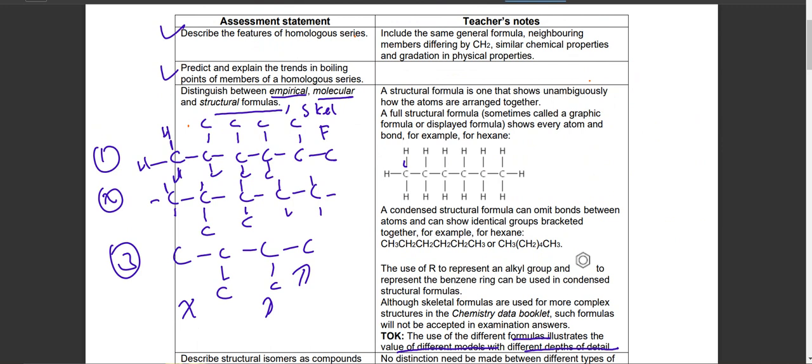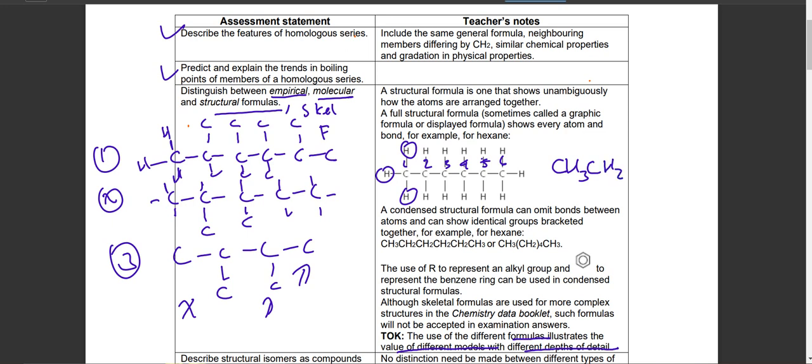Okay, right now let's convert this structural formula into a condensed structural formula. So this is carbon number 1, 2, 3, 4, 5, and 6. Carbon number 1 has 3 hydrogen attached to it, so CH3. And then the next one is carbon number 2, which has 2 hydrogen attached to it.